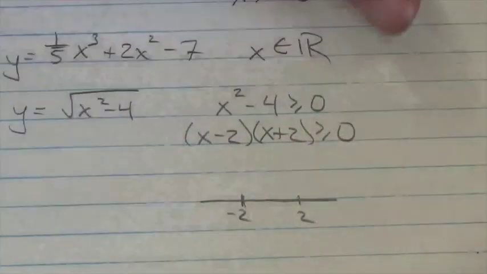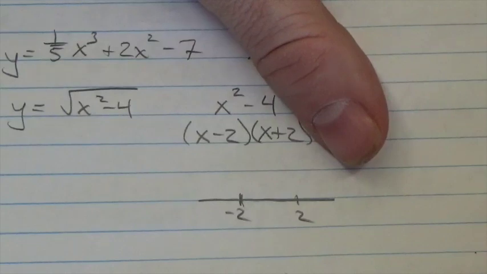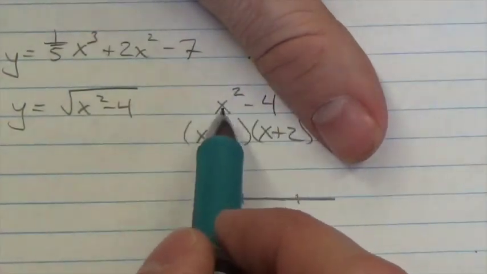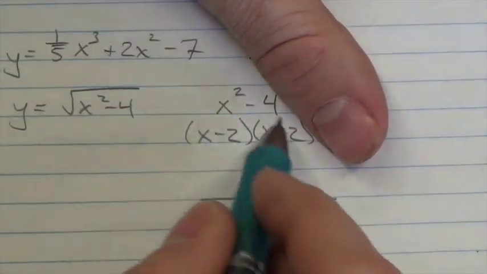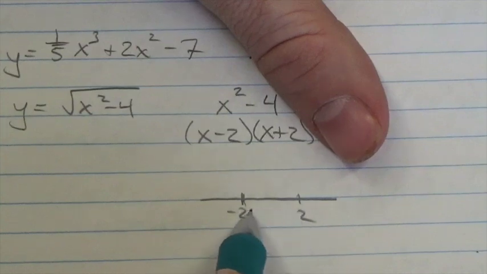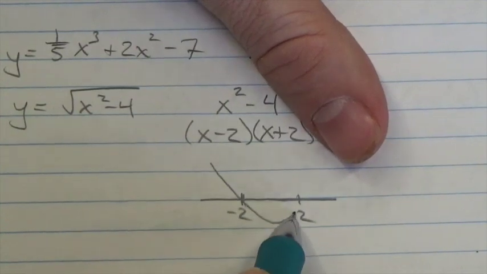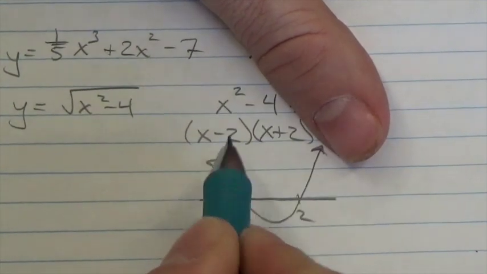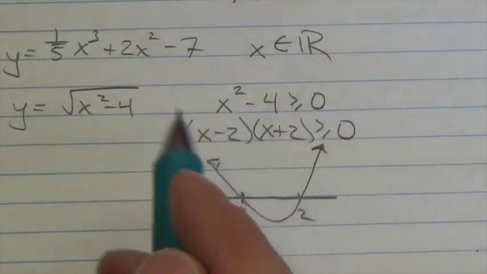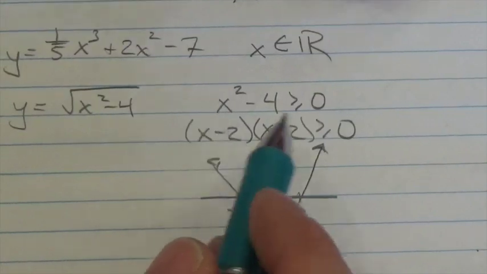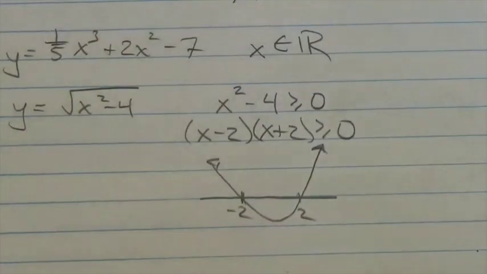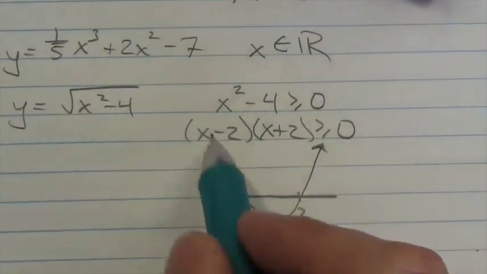Now just ignore the greater than or equal to 0. That's not an issue right now. I just want to know what this looks like. This is my parabola. I want to know where this thing is greater than or equal to 0. So what does it look like? Well, it's got roots at -2 and 2, and it opens up. I know that it opens up because the leading coefficient is positive. And in this particular case, if it was negative, I would simply move everything over to the other side of the equation so that it was positive, because I want it to open up.